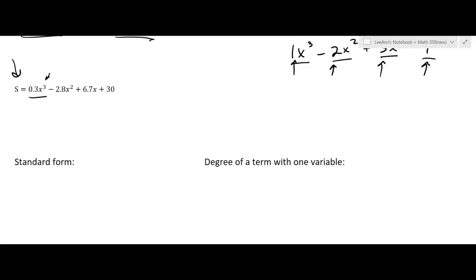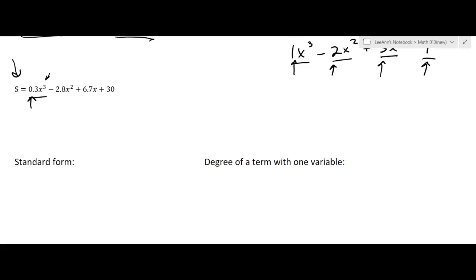Now the coefficients can be any real number. It could be the square root of 2 or 7. We like it when we have integer coefficients, but you can see in this problem we don't have a coefficient that's an integer. It's 0.3. It is a rational number though.